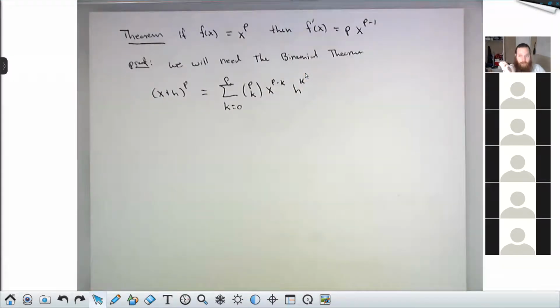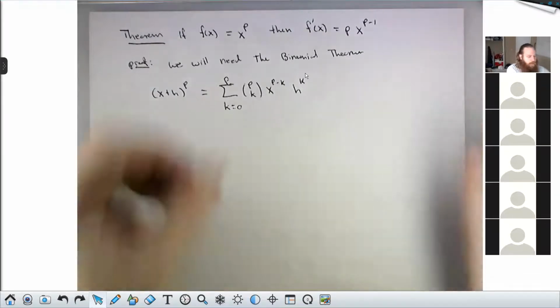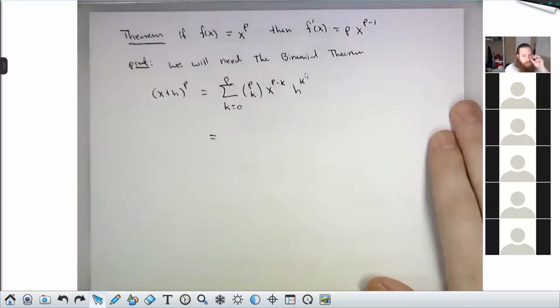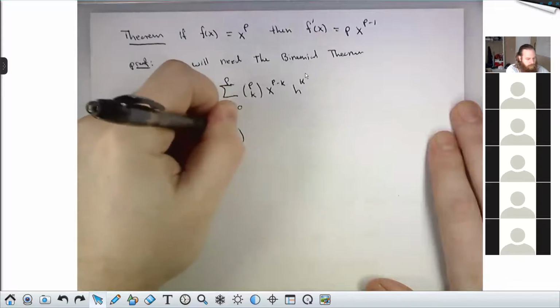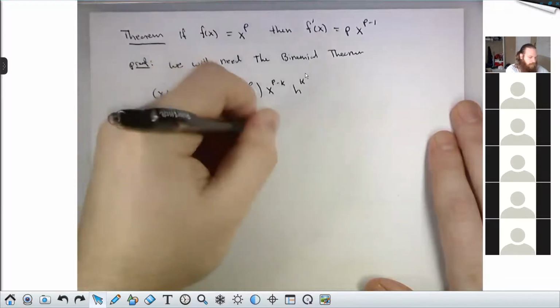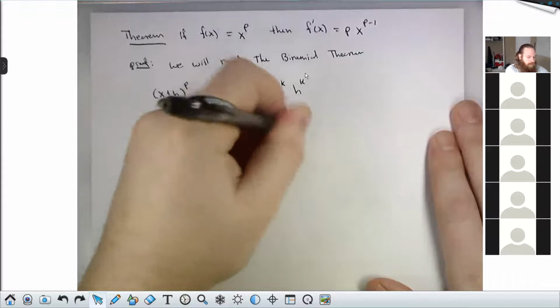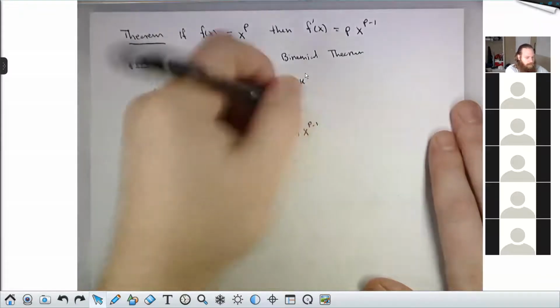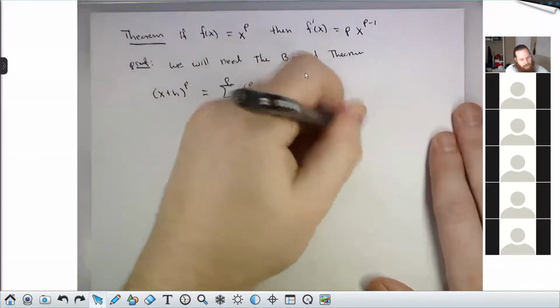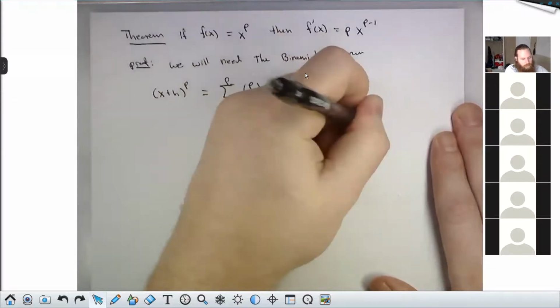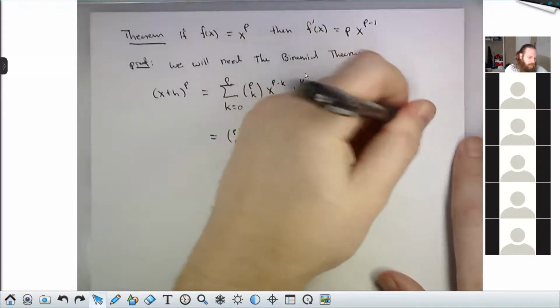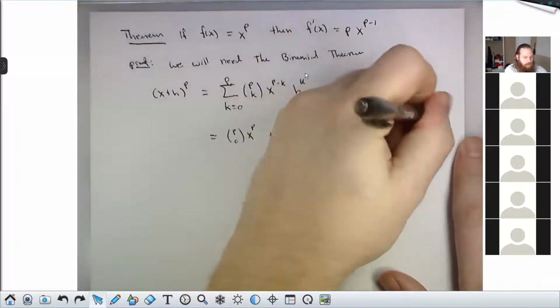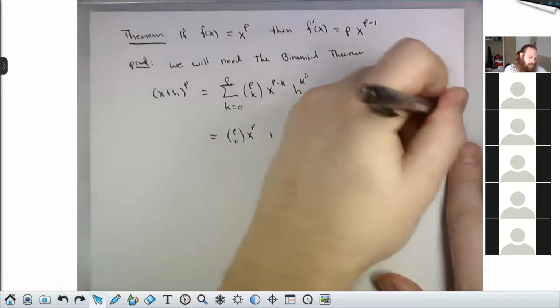Now that looks scary. I'm aware of that. You guys aren't super familiar or comfortable with sigma notation. I'm going to write out what this is, and then I'm going to show you just the first few terms. So this would be p choose 0, x to the p, plus p choose 1, x to the p minus 1 times h, plus p choose 2, x to the p minus 2 times h squared, and on and on and on, all the way down to p choose p times h to the p.